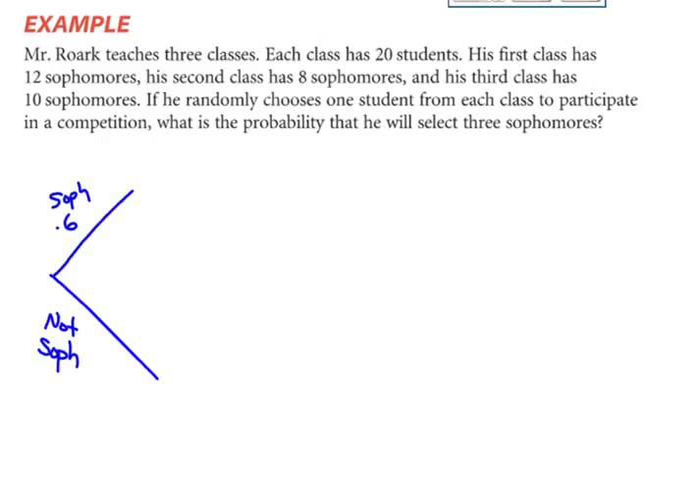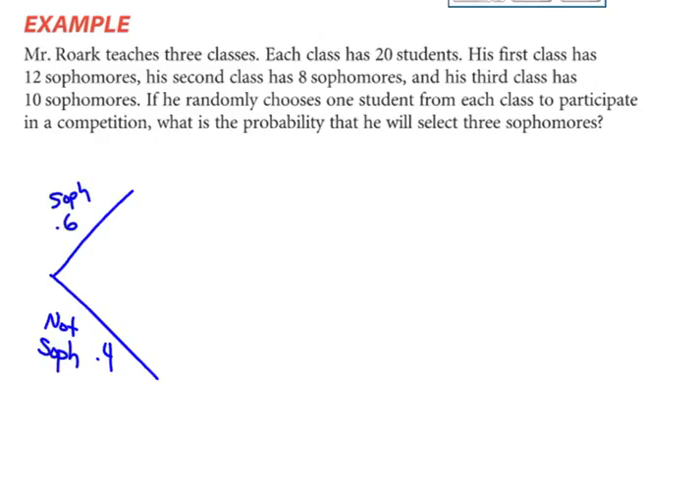If the probability of choosing a sophomore is 0.6, what's the probability that he doesn't choose a sophomore? 0.4. We've taken care of his first choice, right? Now let's go to his second choice in his second class.